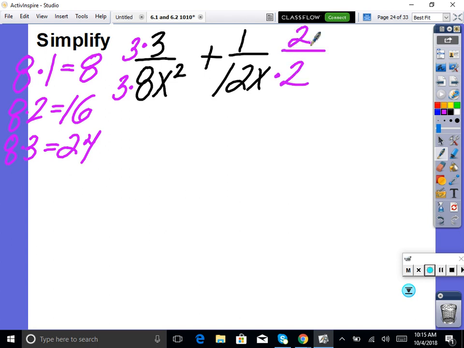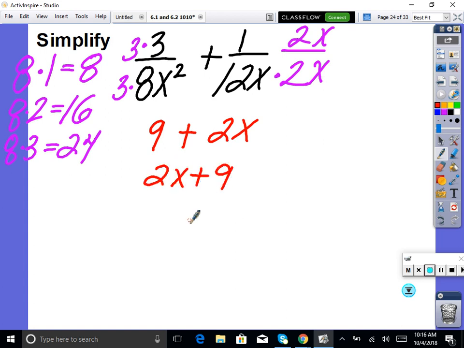Okay, good. Now look at your denominators. 24 is good. This has 2 x's. This only has 1. So don't we need to multiply by x and x? Okay, so your next step is to multiply out the numerator. 3 times 3 is 9. We have a plus sign, and then 1 times 2x. Combine like terms in the numerator. So 2x plus 9, right?